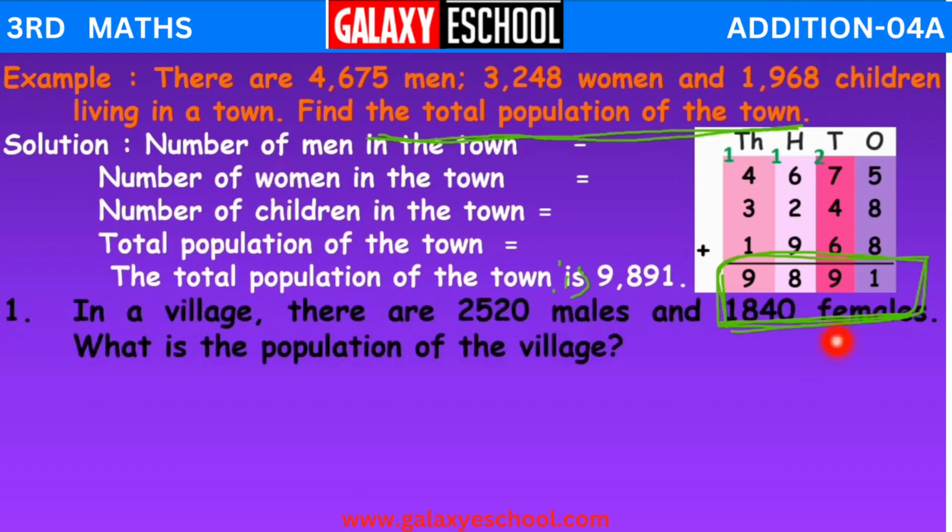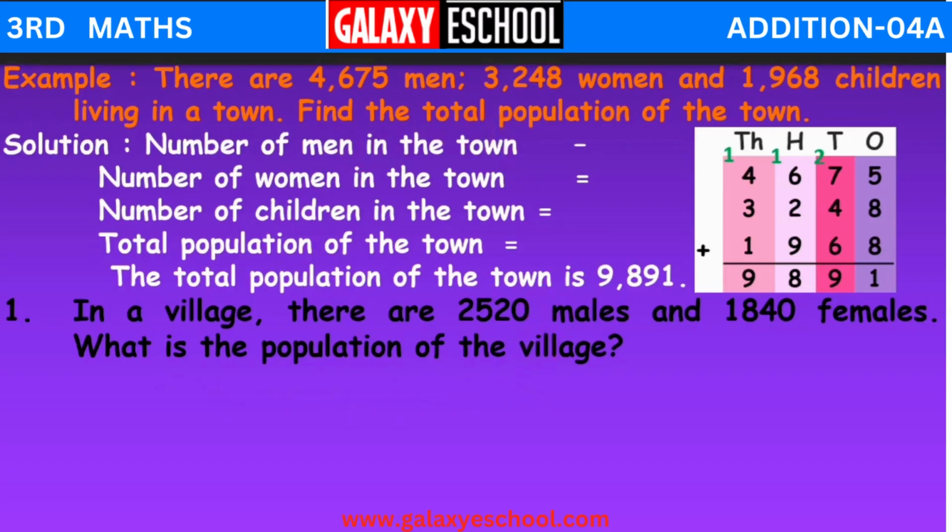Yes. Now next, question number 1. In a village there are 2,520 males and 1,840 females. What is the population of the village? Yes, what is the population of the village? Again, same question, similar question here.